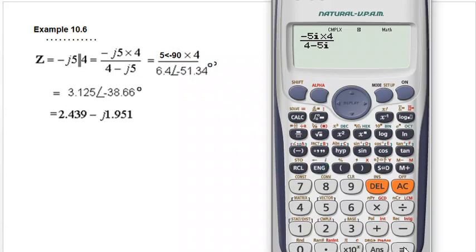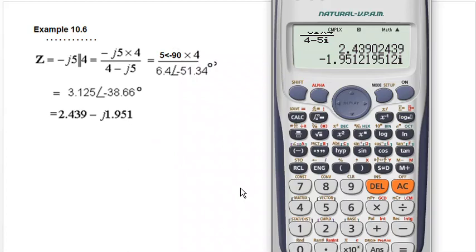Now we'll press equal sign. So this is our answer. Now this is not in the form that we are used to. This is in fraction form. So to have a better view, we press SD. So this is now in rectangular form. So 2.439 minus 1.95. So this is in rectangular form.